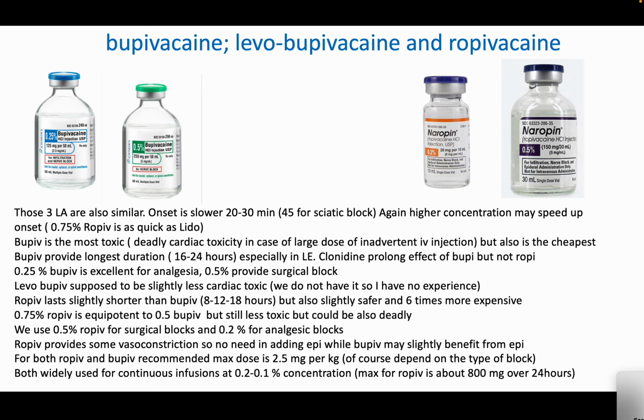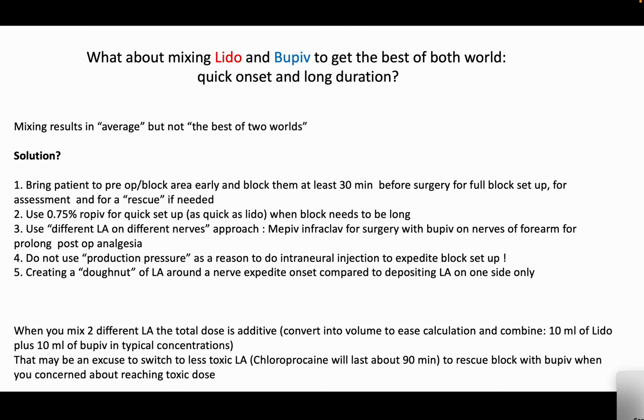Both of those medications are widely used for continuous infusion, and when we use continuous infusion, it will be 0.2%, 0.1% concentration. And again, one more number to remember for ropivacaine is about 800 milligrams for an adult over 24 hours.